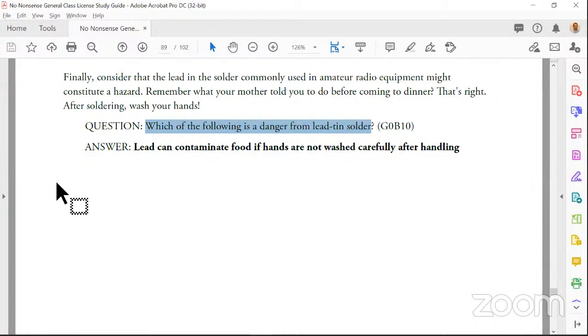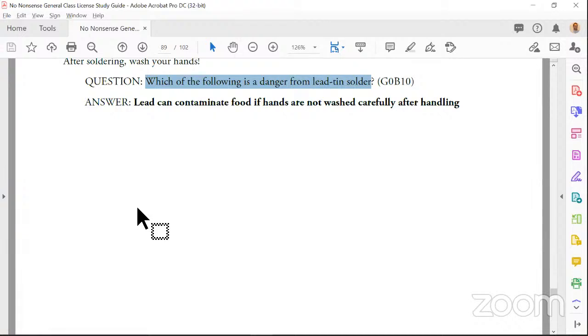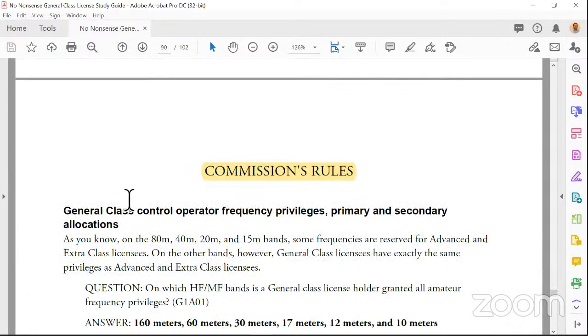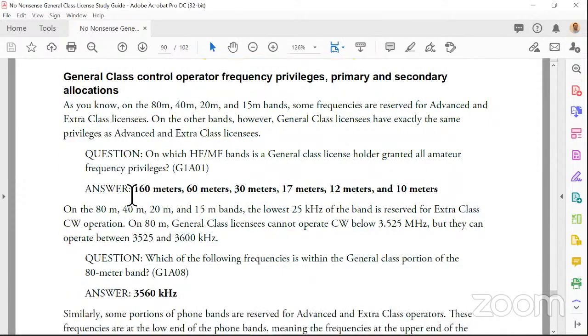So lead is contained in solder, and therefore we have to be mindful of it. And the answer for that question is, what is the danger? Well, lead can contaminate food if hands are not washed carefully after handling. So the message there, if you do some soldering and you're finished, you need to wash your hands very carefully so that you have no lead on your hands, because you can contaminate your food and the food of others.